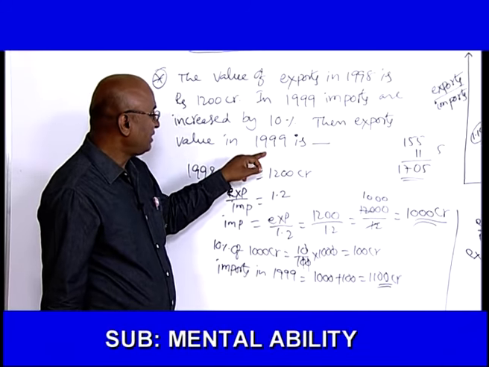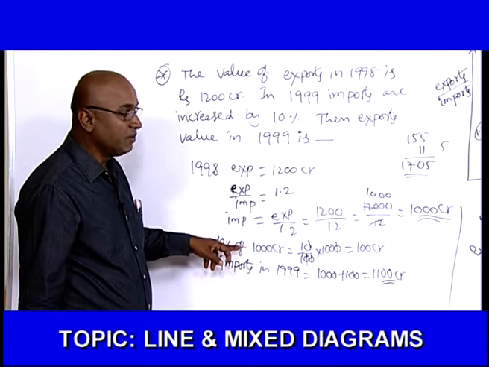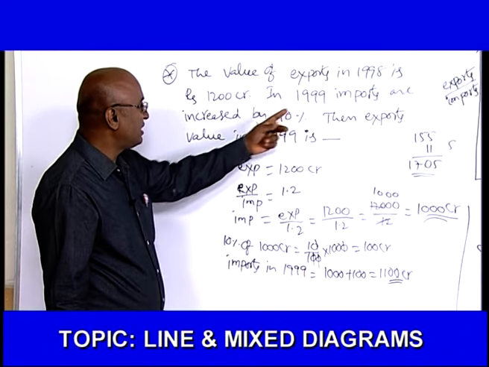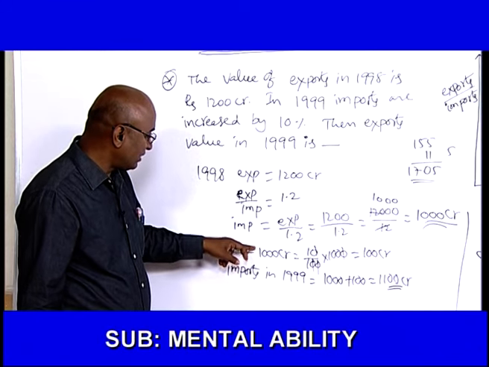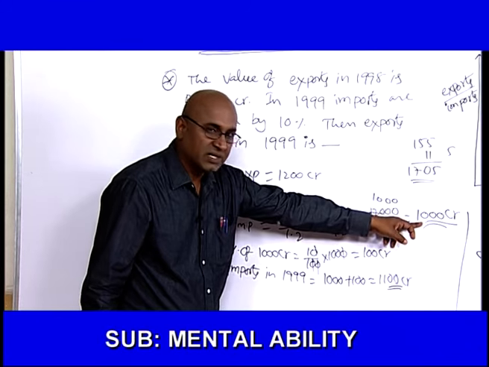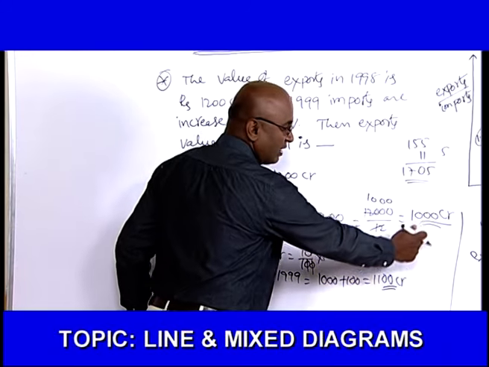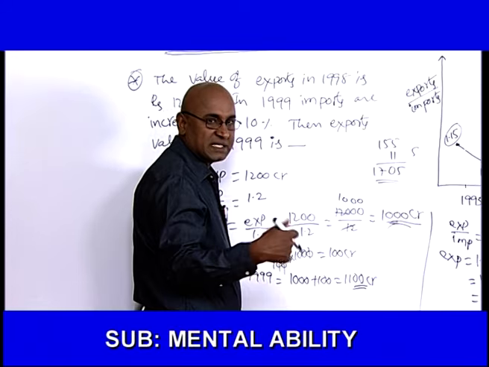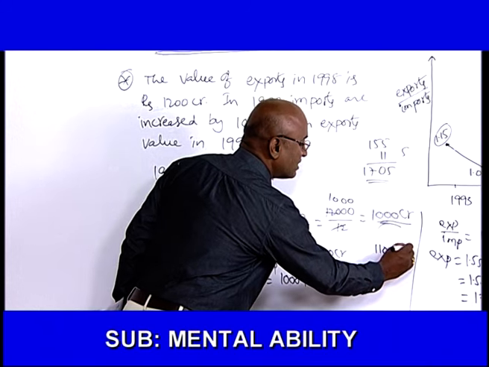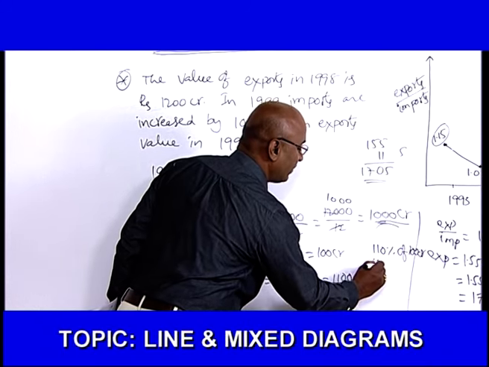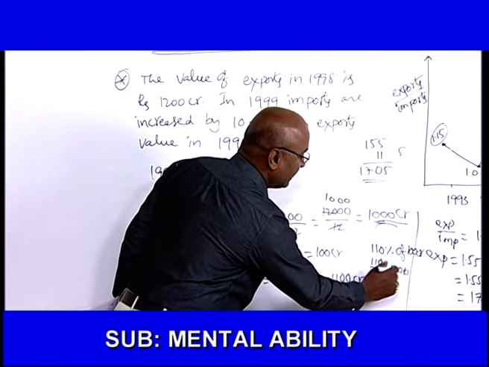మనకేం కావాలి? 1999లో ఎక్స్పోర్ట్స్ వాల్యూ కావాలి. ఎక్స్పోర్ట్స్ వాల్యూ కావాలంటే మనకి ఇంపోర్ట్స్ వాల్యూ తెలవాలి. ఇంపోర్ట్స్ వాల్యూకి వాడు కండిషన్ ఇచ్చాడు. 1999లో ఇంపోర్ట్స్ వాల్యూ ఈజ్ ఇంక్రీజ్డ్ బై 10%. So 10% of 1998 imports, that is 1000 CR, that is equal to 100 crores. Directly also we can find this. So 1000 CR ఎంత అయిందంటే 10% ఇంక్రీజ్ అంటే 110% అయింది. సో 110% ఆఫ్ 1000 CR, that is equal to 110 by 100 into 1000. So 2 zeros will be cancelled and it is 1100.